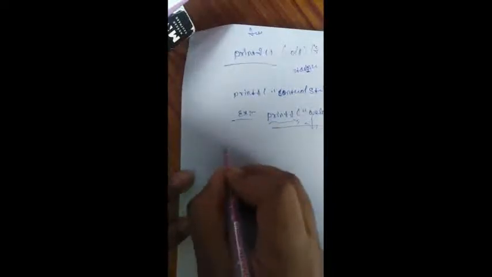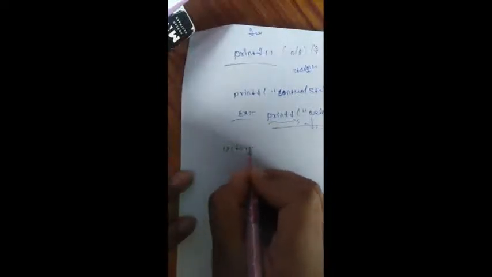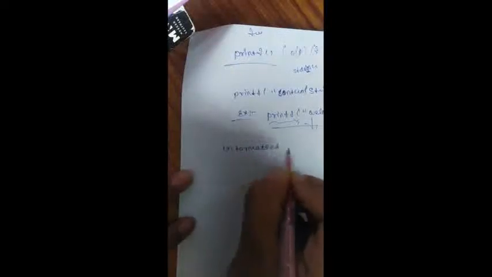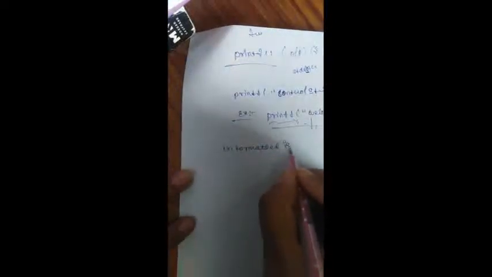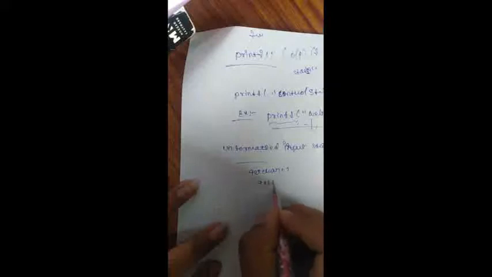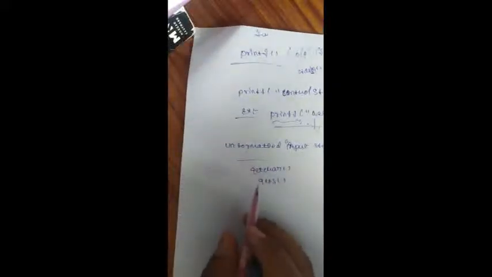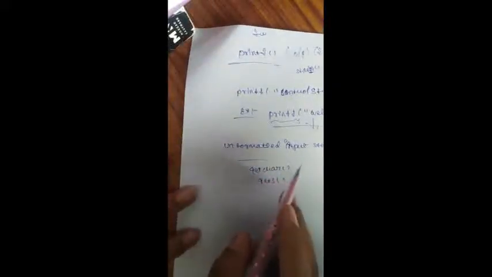Let's see the unformatted input statements. What unformatted statements can we use? getchar and putchar, getchar and gets. Getchar and gets are your unformatted input statements.